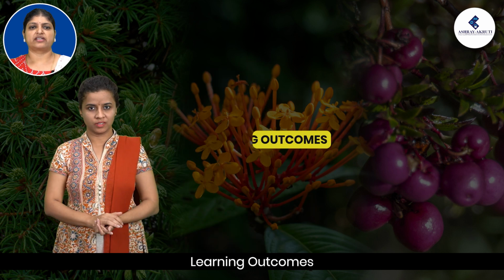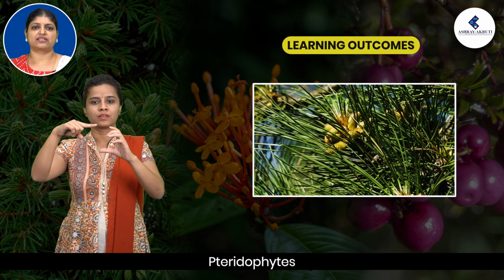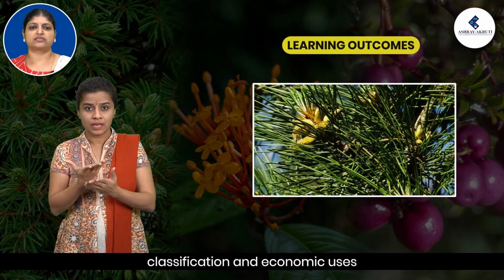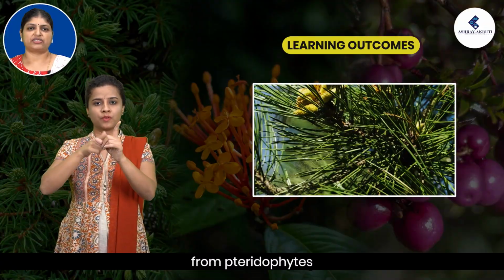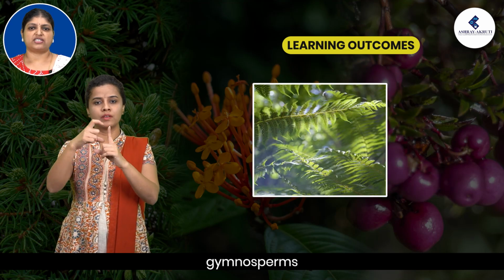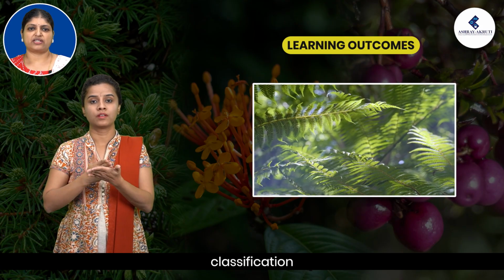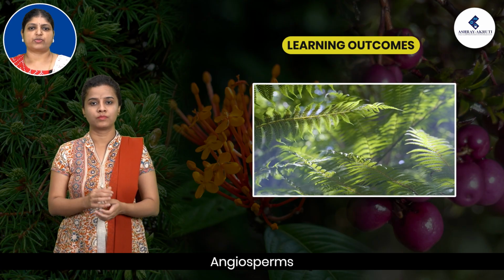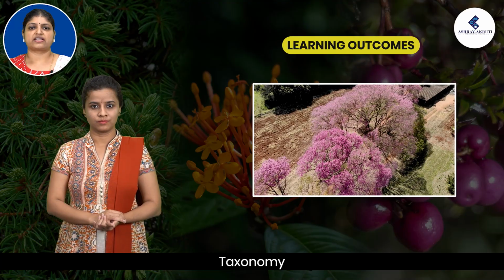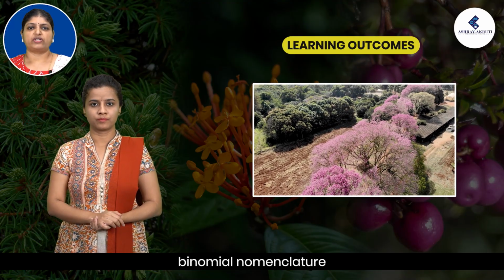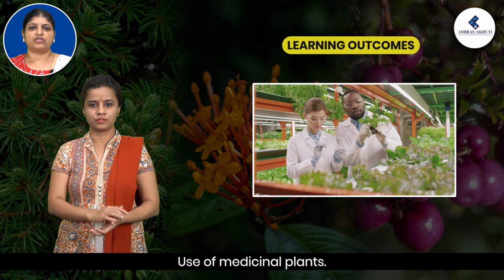Learning outcomes. After studying this chapter, you will be able to know about pteridophytes, classification and economic uses; differentiate bryophytes from pteridophytes; gymnosperms, characters, classification and importance; angiosperms, characters, classification and importance; taxonomy, binomial nomenclature, use of medicinal plants.